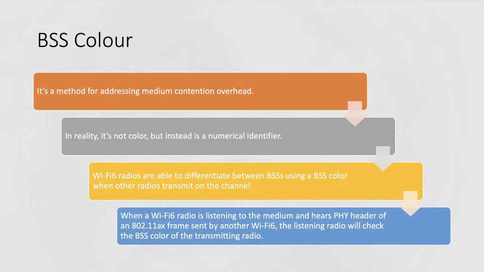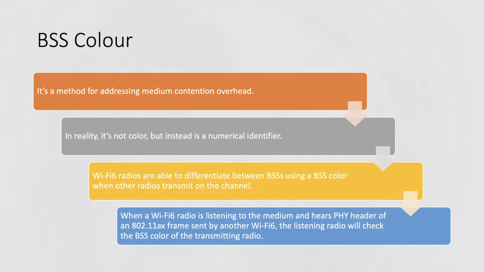What is the solution? BSS coloring. What is BSS coloring? It's a method for addressing medium contention overhead. In reality, it's actually not a color. It's just a number, like an identifier. But to have an illustration, we call it color, but it's not a color.